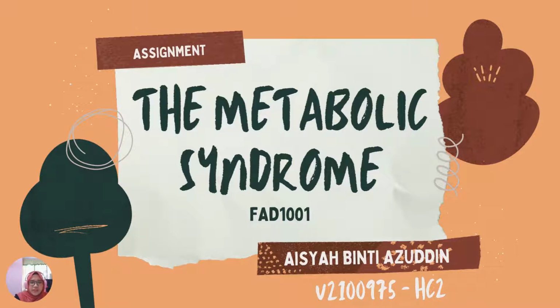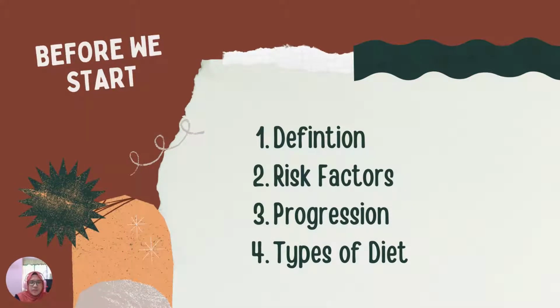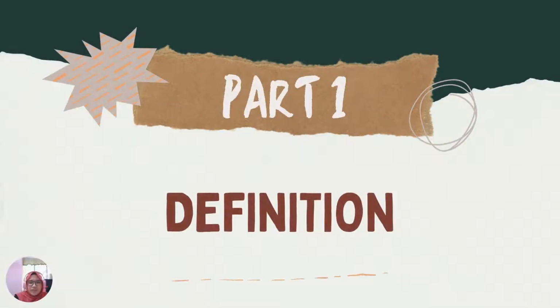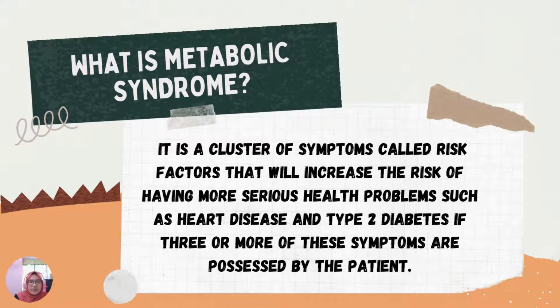So today I will be discussing metabolic syndrome for the Biology 1 assignment, question number 1. Next, we will discuss four things: the definition of metabolic syndrome, the risk factors, the progression, and also the types of diet that we can follow to manage metabolic syndrome. So for the first part, the definition. What is metabolic syndrome?